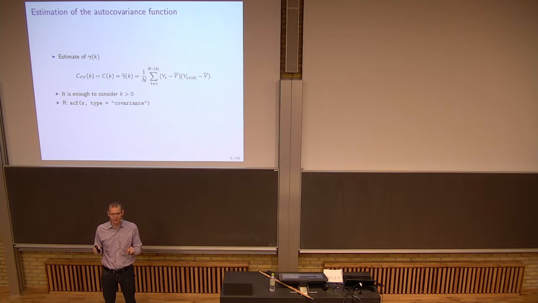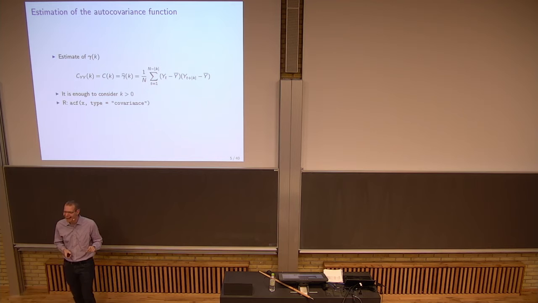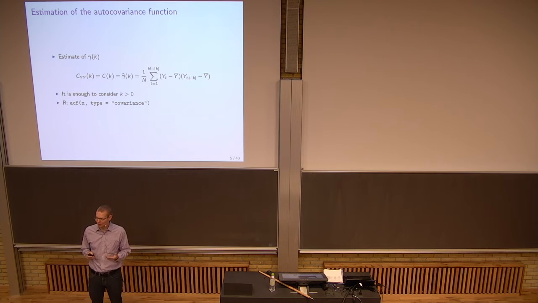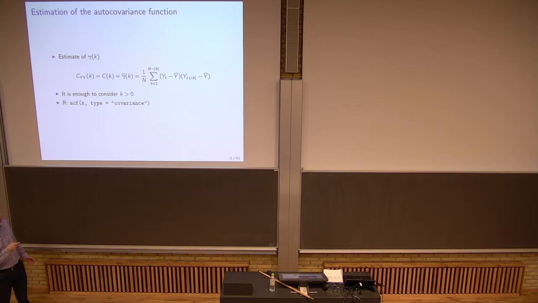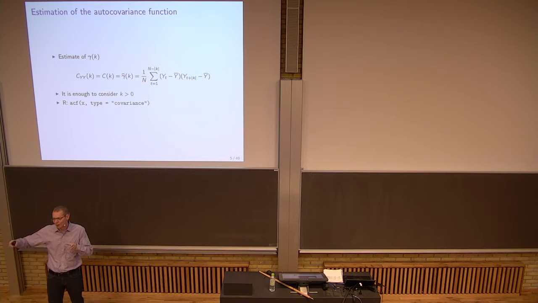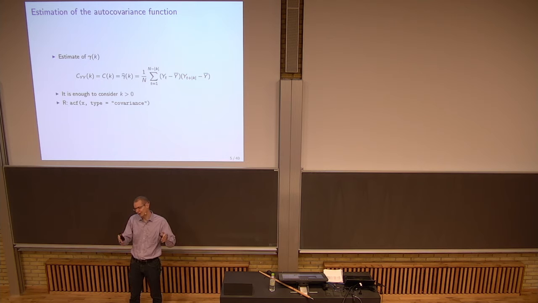And then there's one thing here that I have not mentioned so far that is a little bit odd. Yes? Why you're asking the question I was just about to ask? No, exactly. Why do I divide by n and not n minus the absolute value of k? Initially, you think that it would be a good idea to just normalize by the number of observations in the sum. I fully agree. The reason why you don't is that then you cannot guarantee that this is actually an autocovariance function.